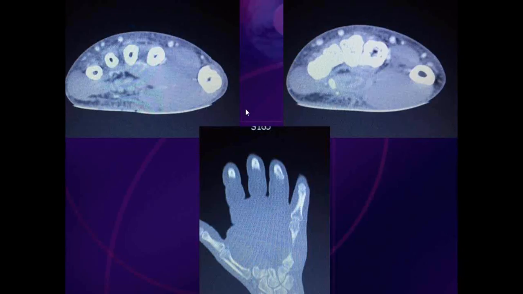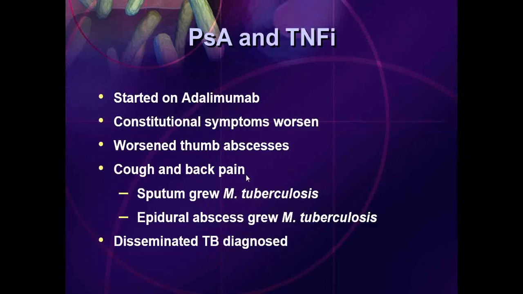You can see the CT imaging of his hand here. The little bright circles are the bones, but you can see all this diffuse grayness between the bones, and this is just all swelling and fluid, and eventually there was some abscess in some of these areas. So he was started on adalimumab. He wasn't necessarily rescreened for TB because he'd been screened before.